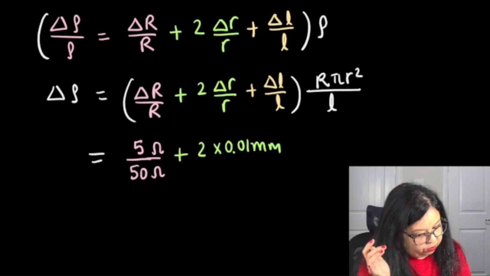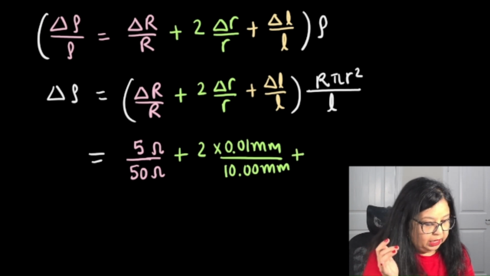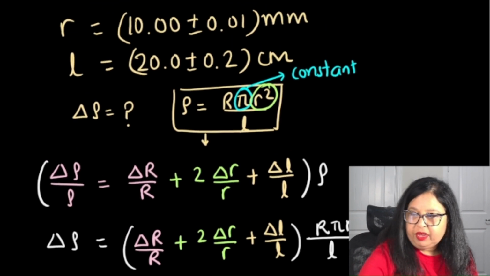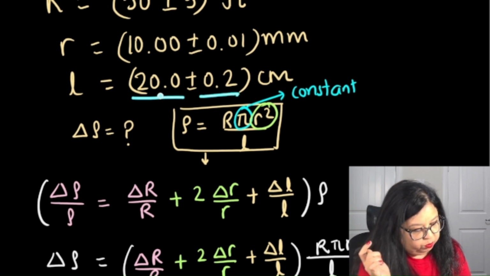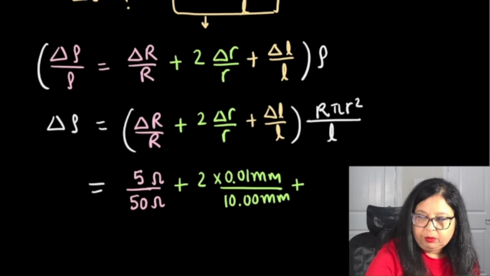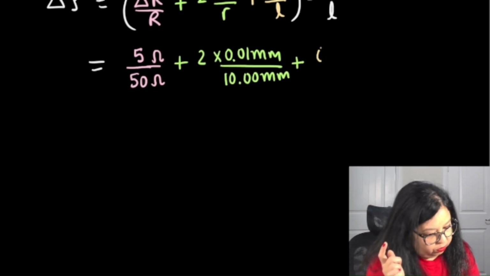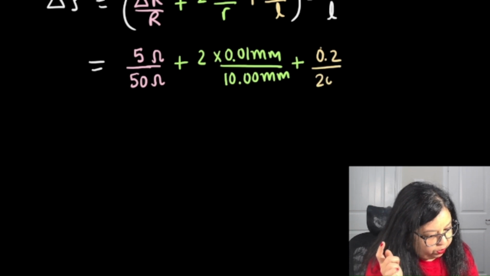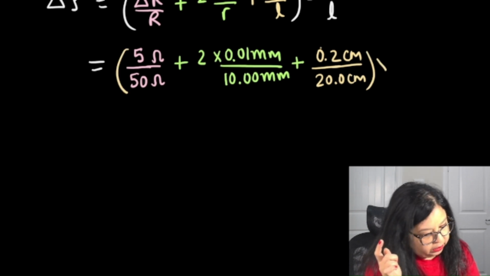0.01 millimeters divided by 10.00 millimeters plus delta L over L. What's the value of delta L over L? Over here, 20.0 plus or minus 0.2 centimeters. Okay, that is 0.2 divided by 20.0, centimeters at the top, centimeters at the bottom, times.